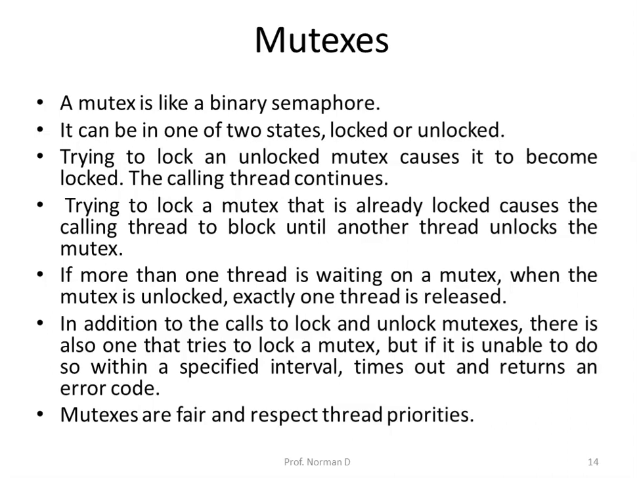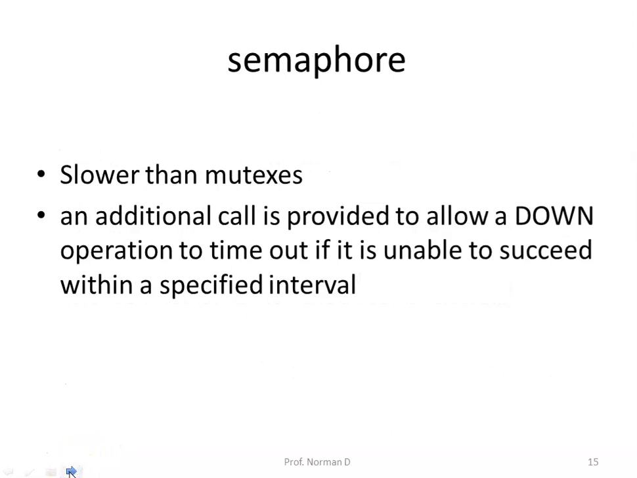In addition to the calls to lock and unlock mutexes, there is one that tries to lock a mutex, but if it is unable to do so within a specified interval, it times out and returns an error code. Mutexes are much fairer and respect thread priorities. Finally, semaphores. Semaphores are slower than mutexes. An additional call is provided to allow a down operation to time out if it is unable to succeed within a specified interval.